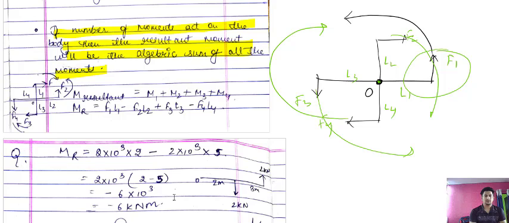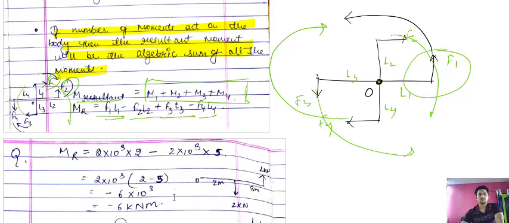For example, this is the resultant moment M, the algebraic sum of all the moments, but the direction is also considered here. So first will be F1 L1, the moment we are talking about. Here I have taken a different notation. You can see F1 with L1 is producing clockwise, so clockwise is positive, and F3 is also clockwise, so it is also positive, and the other two are negative. This is how you need to calculate the moment when a number of moments act on the body.